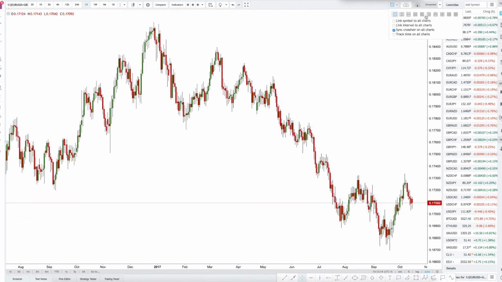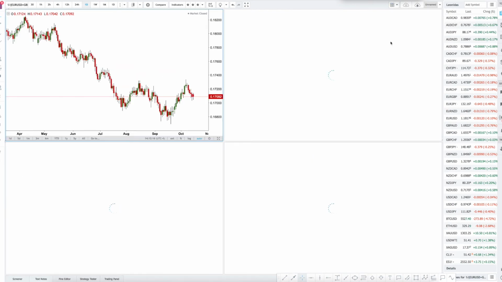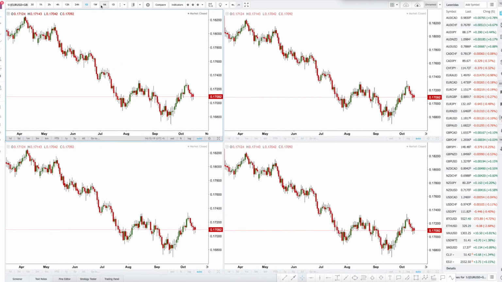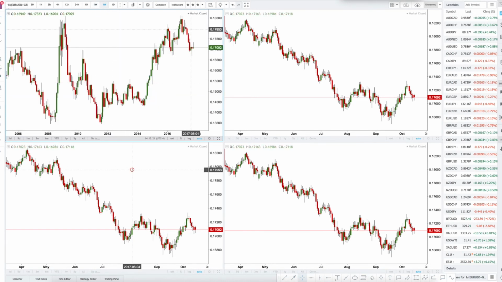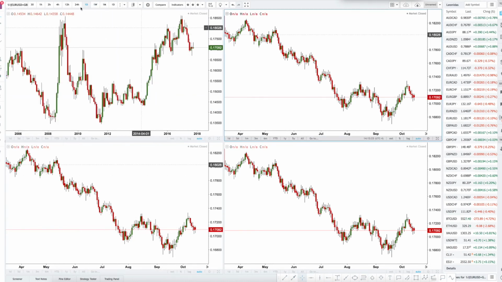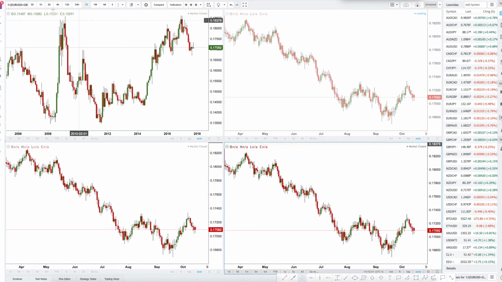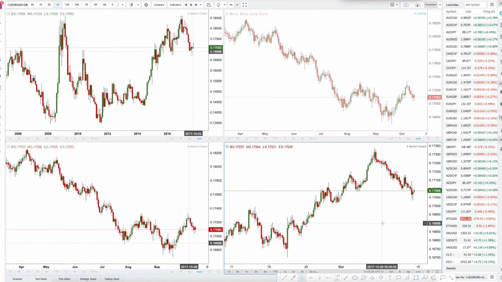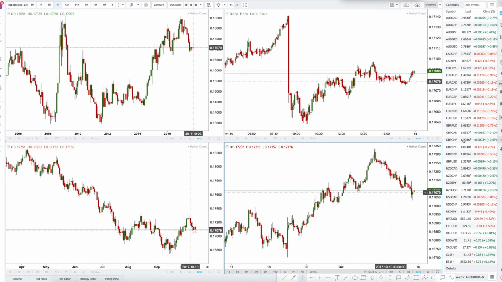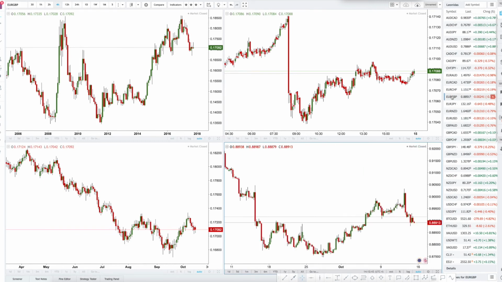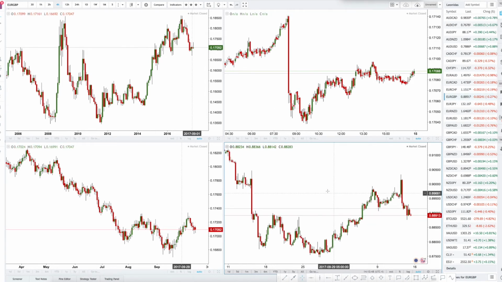Let's make it like this. And we're going to put monthly on this chart. We're going to put daily on this one. We're going to put 5 minutes on that one, and we're going to put 4 hour on this one. All right, and the first pair is Euro British Pound.